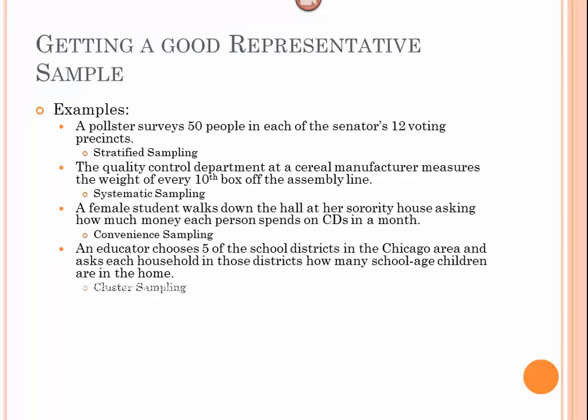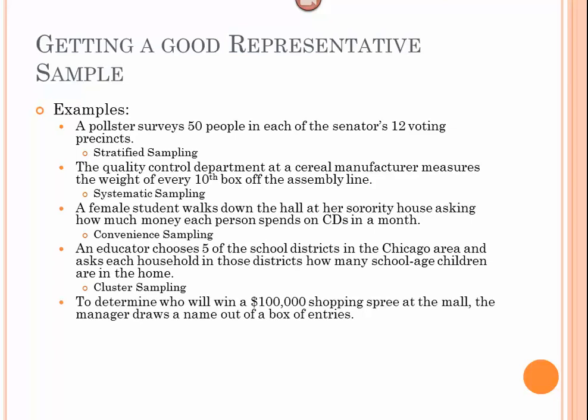In this case, this would be an example of clustering. We've picked 5 of the school districts in the Chicago area. There's probably 50, so 10% of them are participating in this survey. As long as they were chosen randomly, and then everyone within that district, relatively speaking, is participating in the survey, then that should give us a pretty good cluster sample of the Chicago school district.